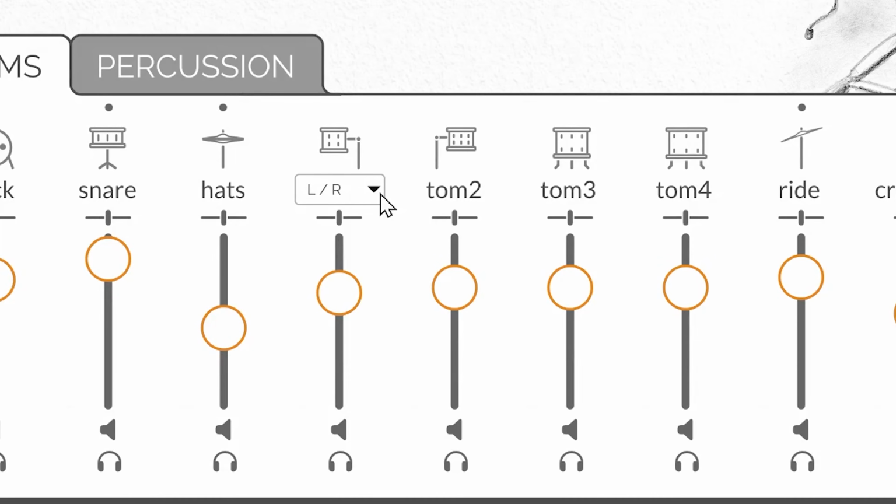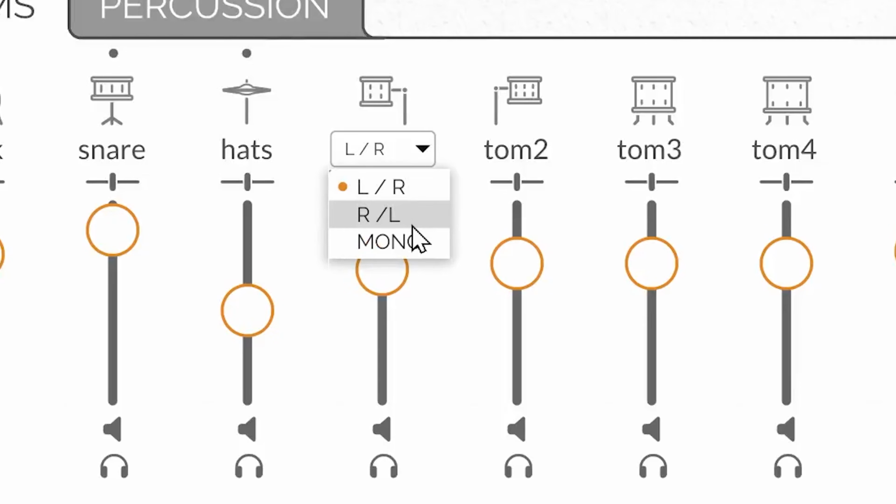Instead, you should use the RL panning mode to swap the L and R channels, instantly placing the instrument on the opposite side of the stereo image. To preserve the stereo integrity of the samples, we recommend keeping the panning to a minimum. When a channel is in reverse mode, the panner will change color to orange.